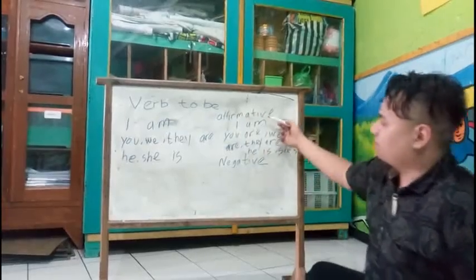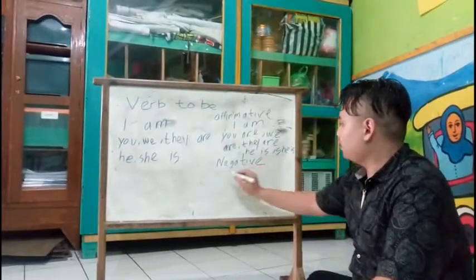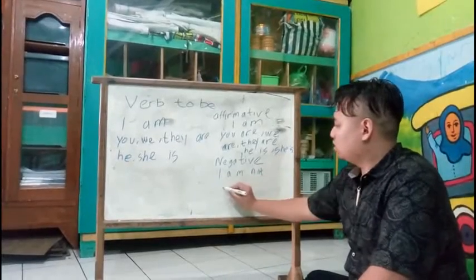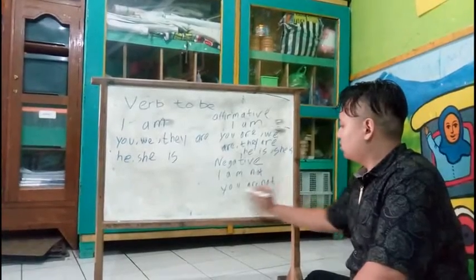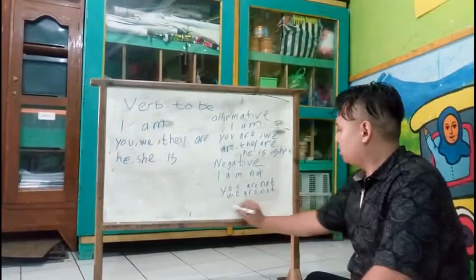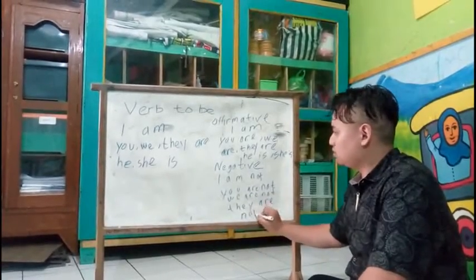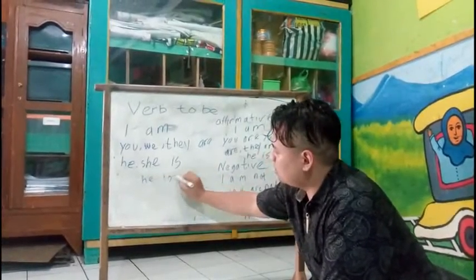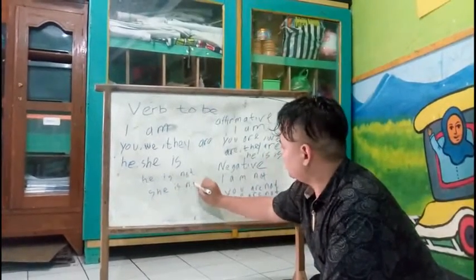That is the affirmative form, and the negative form is different from the affirmative form. It becomes I am not, you are not, we are not, they are not, and for he, she, is becomes he is not, she is not. It is called the negative form.